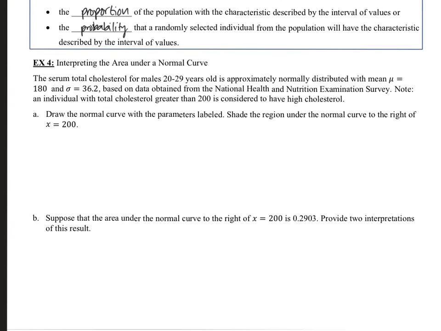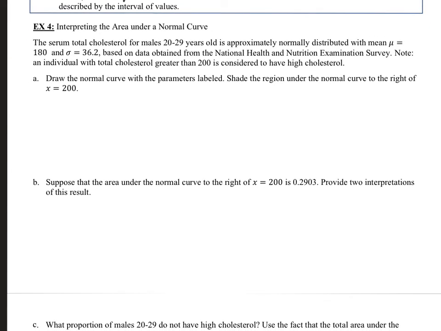Now let's take a look at the last example, interpreting the area under a normal curve. All right, so the serum total cholesterol for males 20 to 29 years old is approximately normally distributed. So approximately normally distributed means it's not perfectly normally distributed, but close enough we can use the values or the applications. So with a mean mu equal to 180 and sigma or standard deviation equal to 36.2 based on data obtained from the National Health and Nutrition Examination Survey. So note, an individual with cholesterol greater than 200 is considered to have high cholesterol. Draw a normal curve with the parameters labeled. Shade the region under the normal curve to the right of x equal to 200.